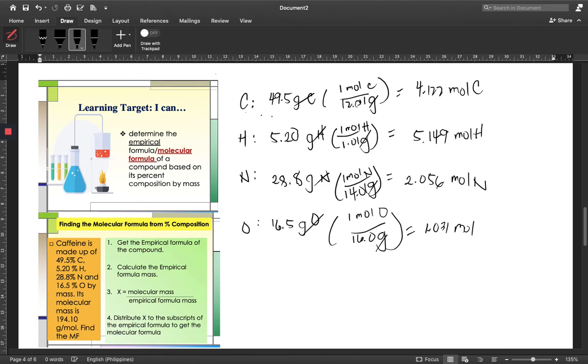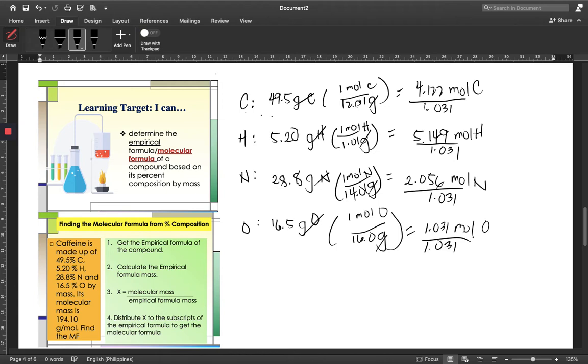So we have 1.031 moles of oxygen. After getting the number of moles for each element, we divide by the smallest value, which is 1.031. So we divide everything by 1.031.